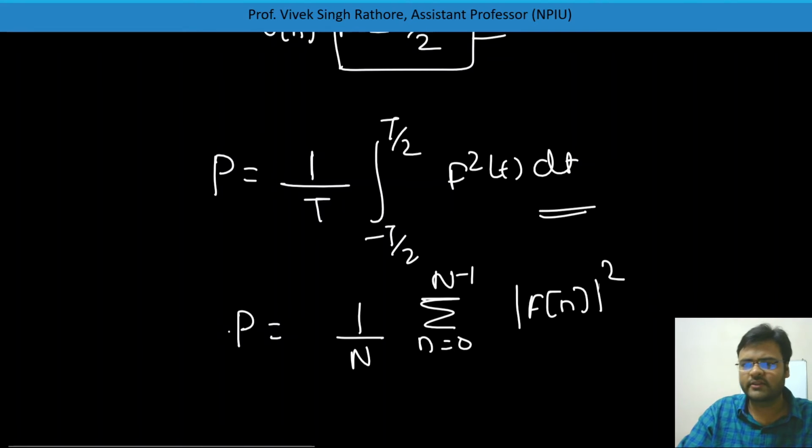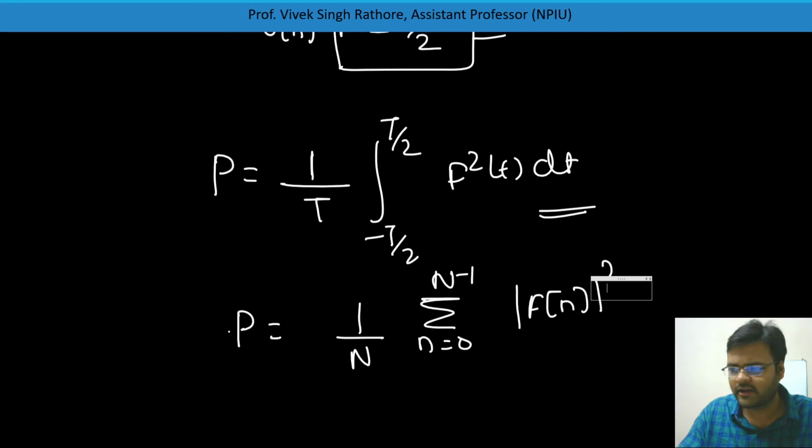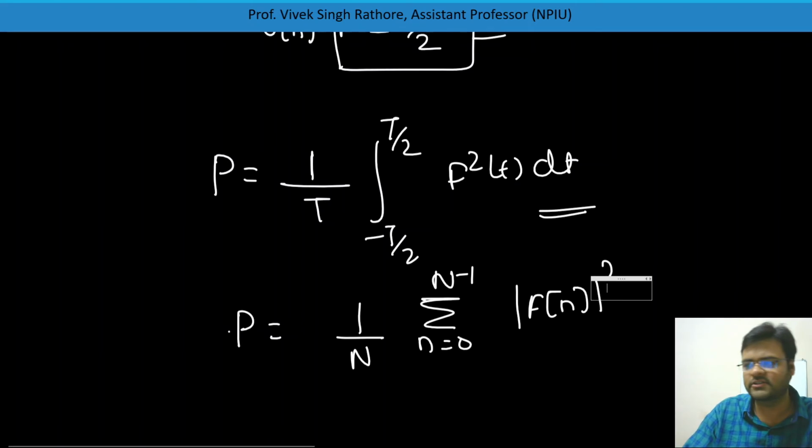So I think two classifications are left: random and deterministic signals, causal and non-causal signals, and analog and digital signals are left. We'll take them in the next lecture, because this lecture has also completed 35 minutes.